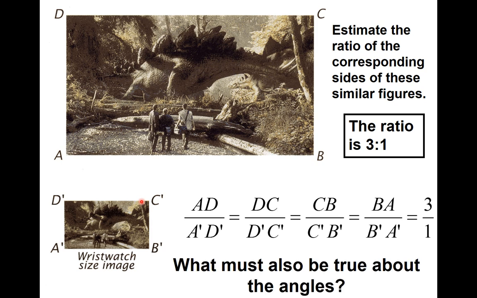There's an easy question. What must be true about the angles? Well, we know that they're all equal for two reasons. One, we heard that's what's true about similar figures. Their angles are the same. But we also know they're both rectangles, and rectangles have all right angles.